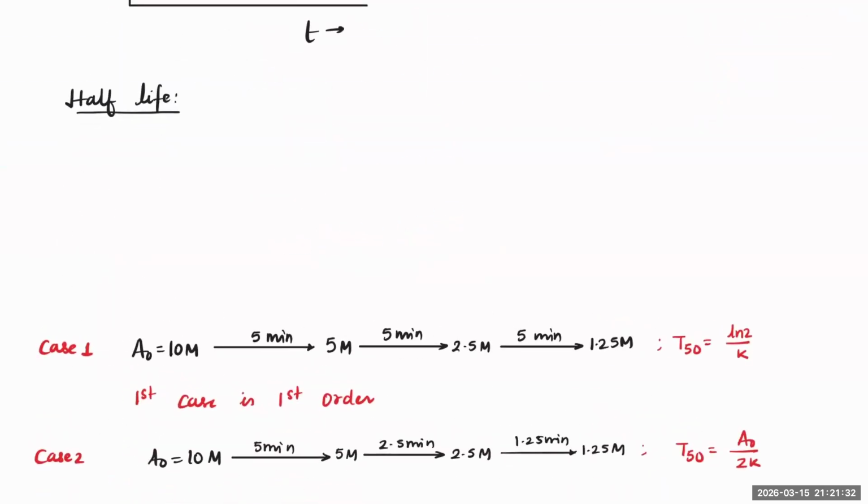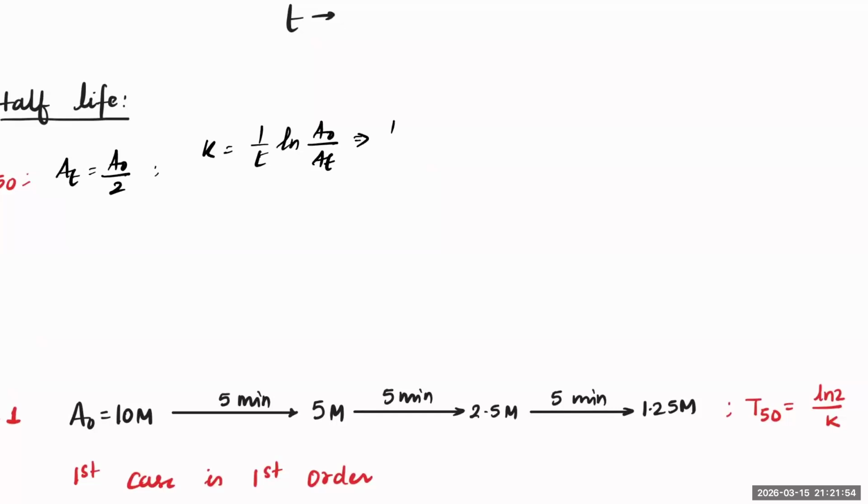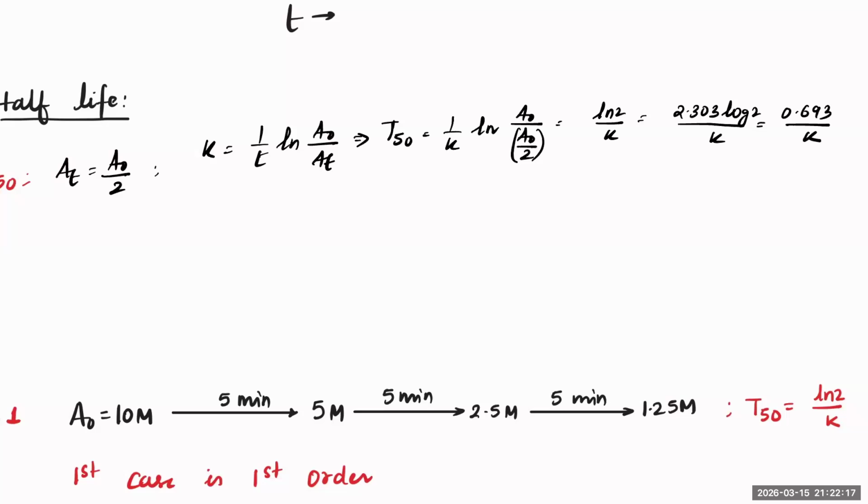Now, what is half-life? Just like how we defined the half-life in the case of zero order, here T50 is when we have at becoming a naught by 2. Okay. So in such case, I know that k is equal to 1 by t ln a naught by at. Correct. So if I substitute that value here, you can write it as T50 is equal to 1 by k into ln a naught by a naught by 2, which makes it ln 2 by k. ln 2 can be written as 2.303 log of 2 by k, which comes approximately 0.693 by k. Got it? So half-life of the reaction can be written like this, that is T50 is equal to 0.693 by k.